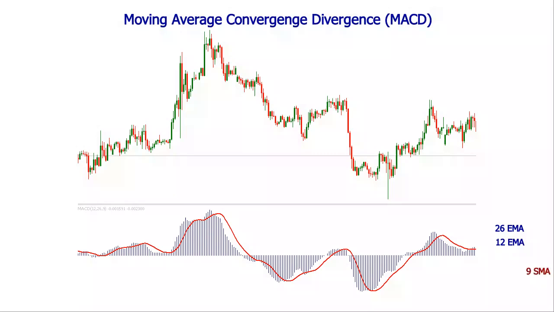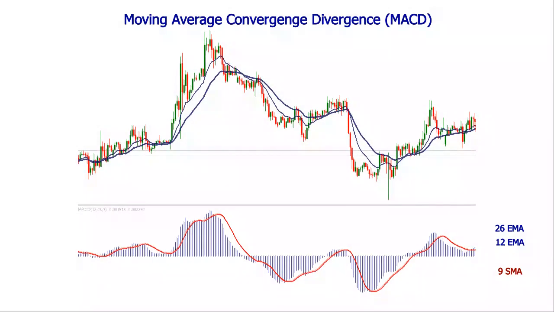The main component is a differential between the 26-period exponential moving average and the 12-period exponential moving average. The bigger the gap between the 26 exponential moving average and the 12 exponential moving average, the bigger MACD will be. The smaller the gap between those exponential moving averages, the smaller MACD will become. Therefore, the main component shows if the 26 and 12 exponential moving averages are converging or diverging.